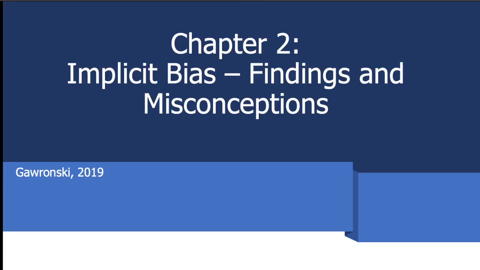So now that we know what implicit measures are, let me talk a little bit about findings and misconceptions. It would probably be better called misconceptions and findings. There are a lot of ideas about what implicit measures and implicit bias are, and some of them, as you will see in this chapter, are fundamentally wrong.